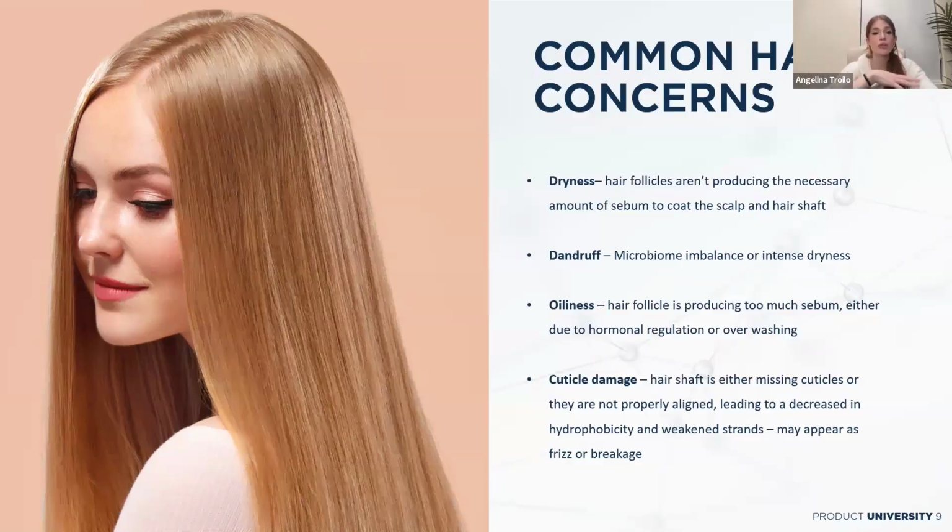On the opposite end, we have oiliness. This is when your hair follicle is producing too much sebum. It could be due to hormonal regulation or even overwashing. In this instance, as you keep overwashing, your hair is overcompensating by producing more oil. It's the same story that goes for your facial skin as well, where you keep overwashing your skin, so it's producing more oil to keep up.